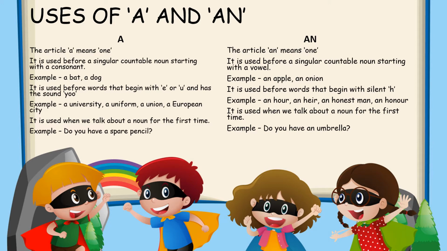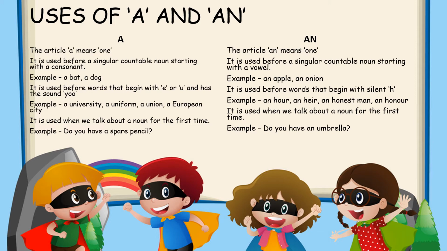So it is used before a singular noun, which has to be countable. You should be able to count the noun. Then only you can use a with it. And it has to start with a consonant. For example, a bat, a dog, it can be anything. A house, house is singular, it is also countable.